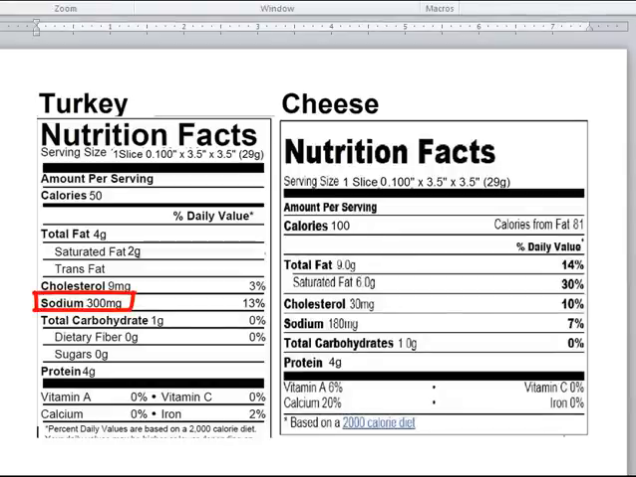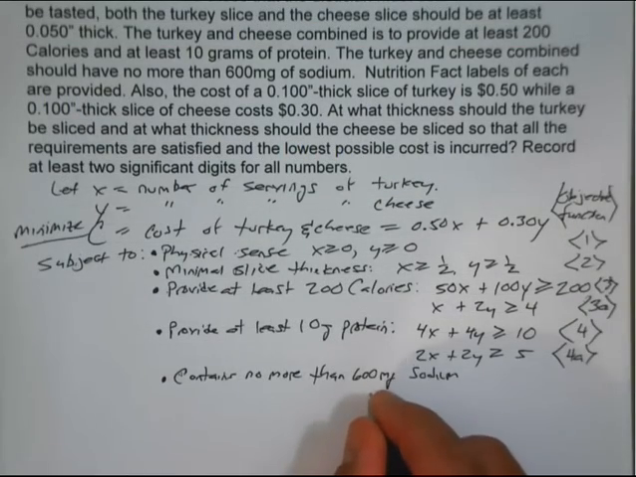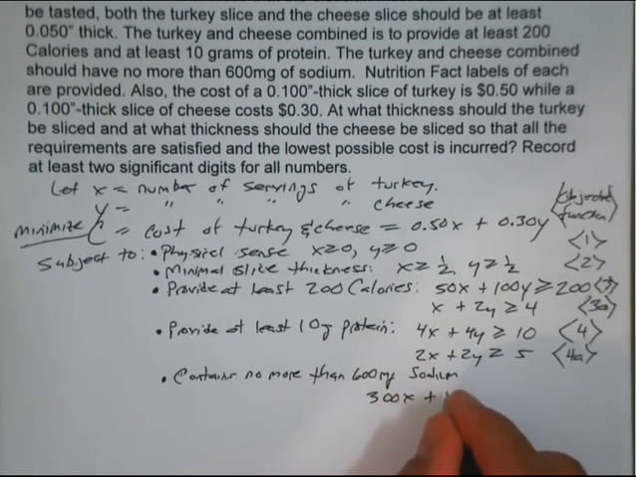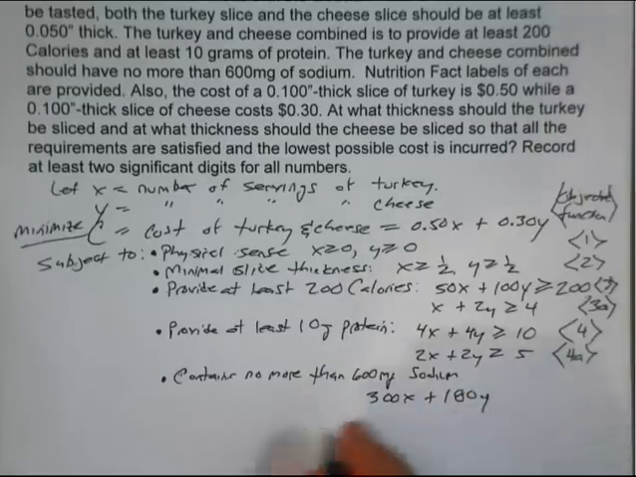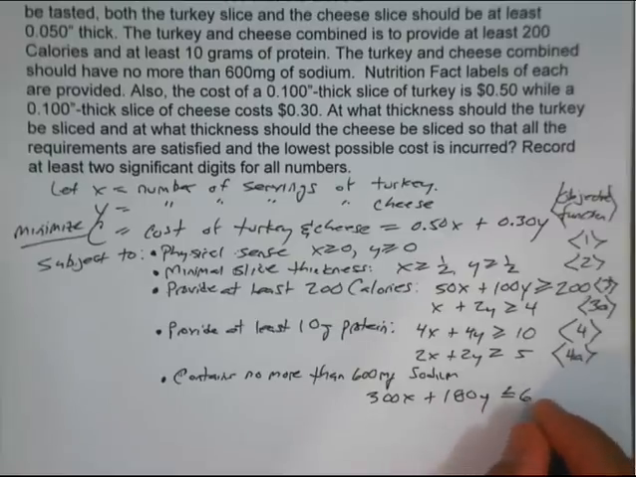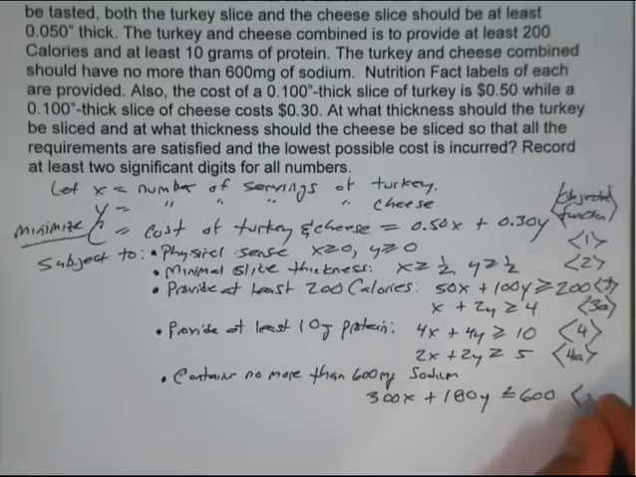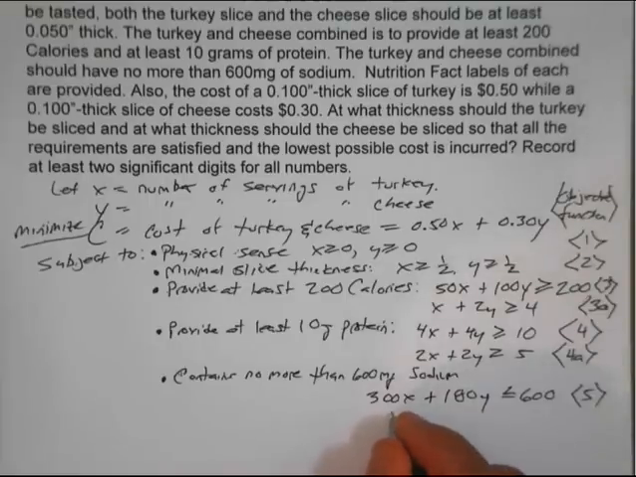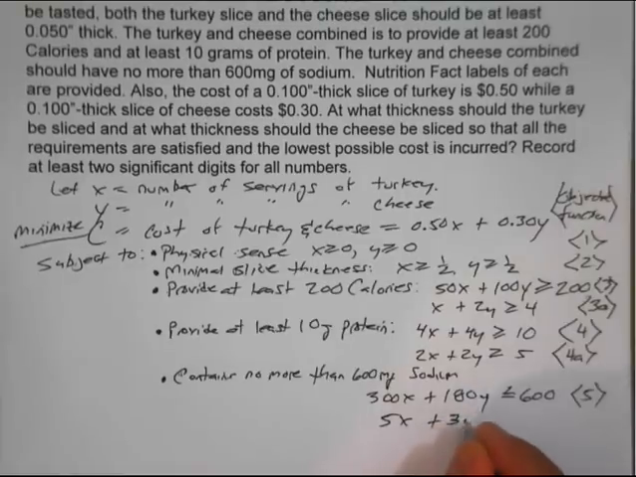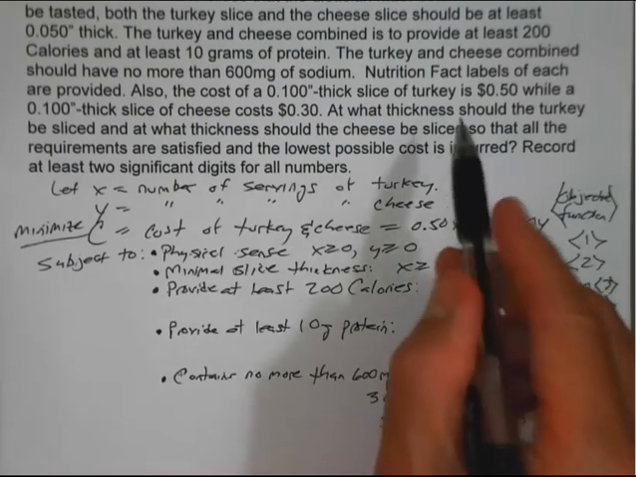In the case of the turkey, one serving of turkey's got 300 milligrams of sodium. In the case of the cheese, one serving of cheese has got 180 milligrams of sodium. Okay, that gives us just what we need to formulate. Okay, so we have 300x plus 180y. Now, no more than, so that means it's less than or equal to 600. Okay, this could be inequality 5. Both sides divide by 10 evenly. More than that, actually 60. Divide both sides by 60. Okay, and then that would give us 5x plus 3y less than or equal to 10. Okay, inequality 5a.